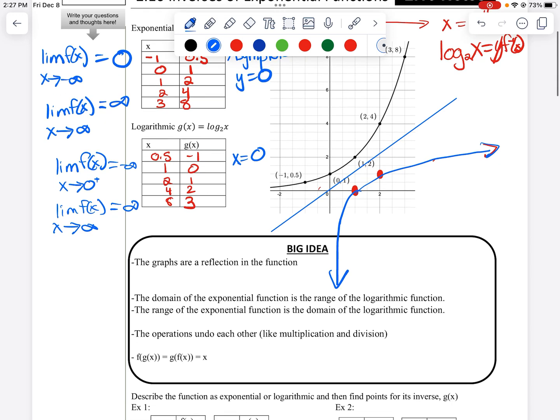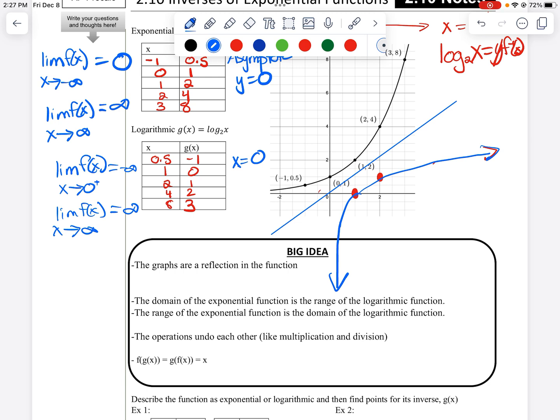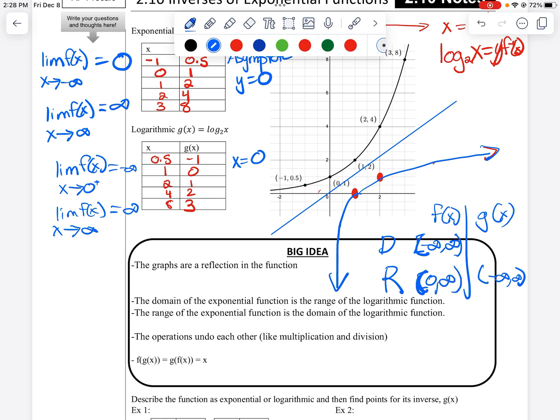The domain of the exponential function is the range of the log function. So if we had f of x and g of x, and our domain and range, our domain is -infinity to +infinity with parentheses, so that becomes our range, -infinity to +infinity. And our range for our original was 0 to infinity, with 0 in parentheses, so that is our domain from 0 to infinity. So we can see that they flip-flop.